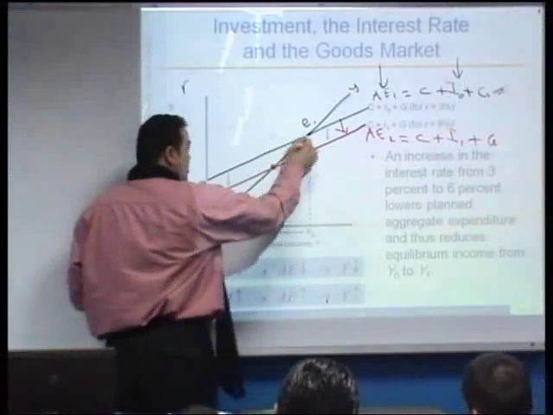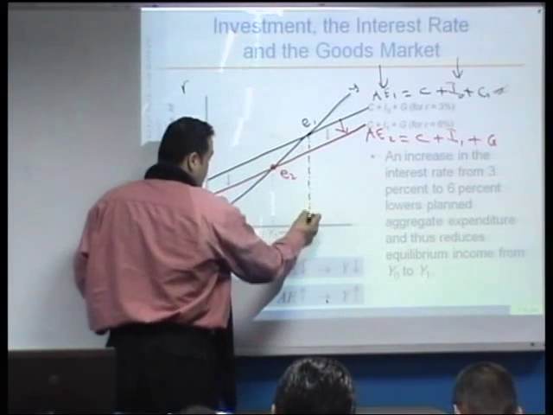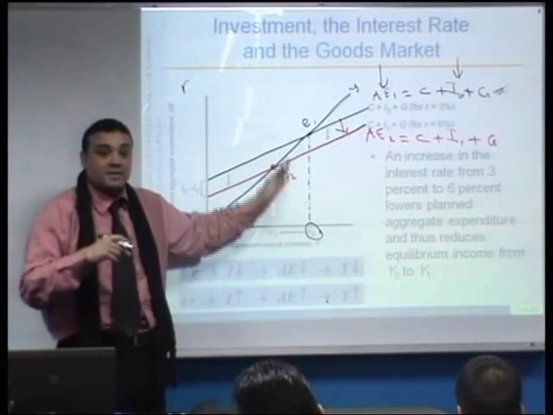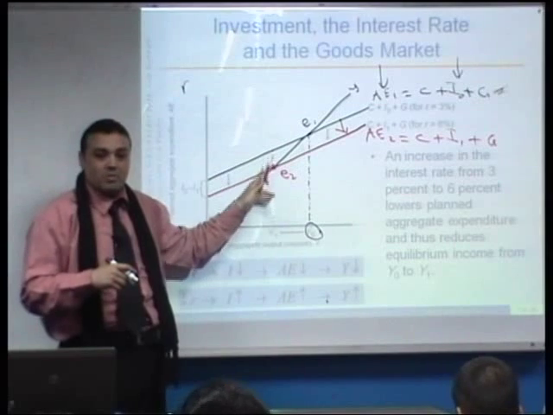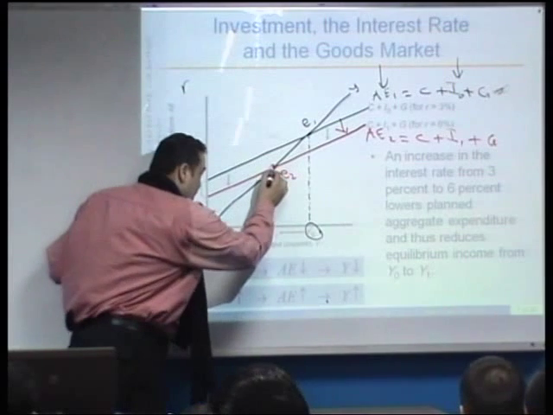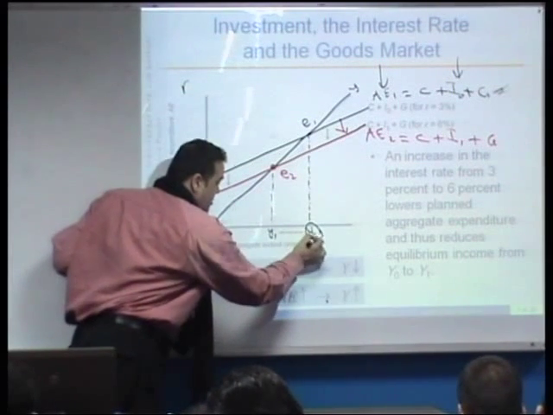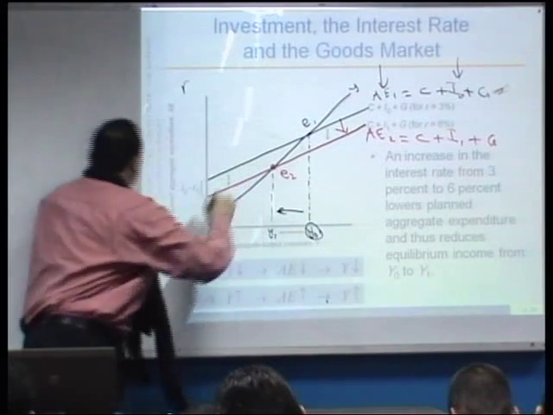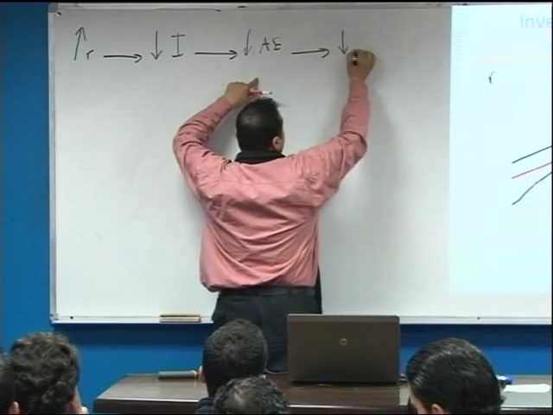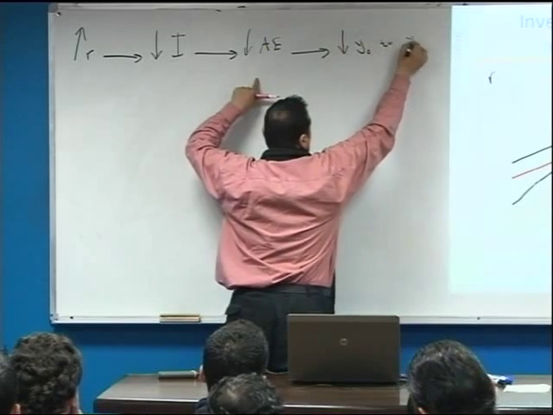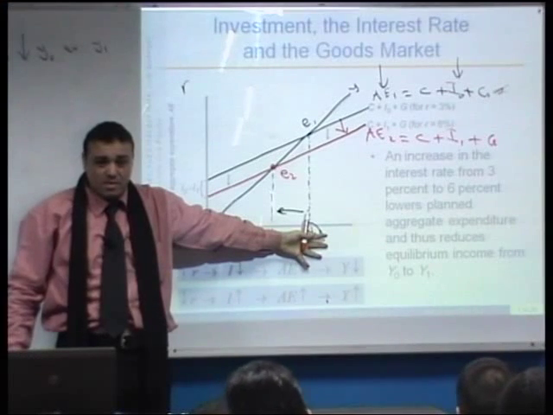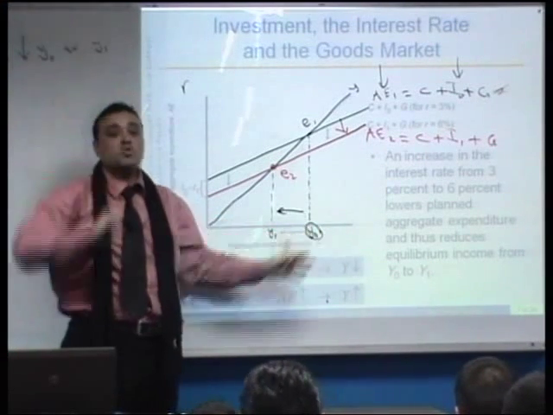How much was the equilibrium output at first, at point E1? It was Y not, right? Now the reduction in aggregate expenditure put us at equilibrium E2, right? In this case how much is the new Y? It became Y1, from Y not to Y1. So the decrease in aggregate expenditure leads to what? A decrease in Y from Y not to Y1. That's it. Did you see? Is it difficult?